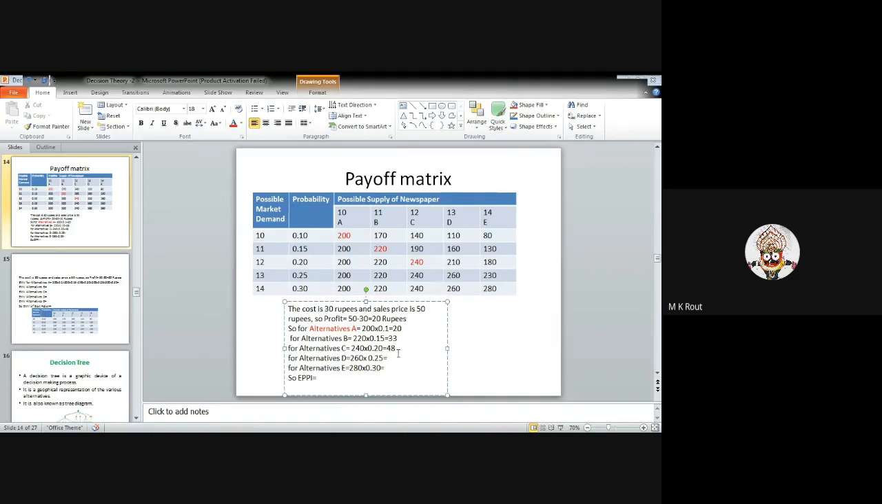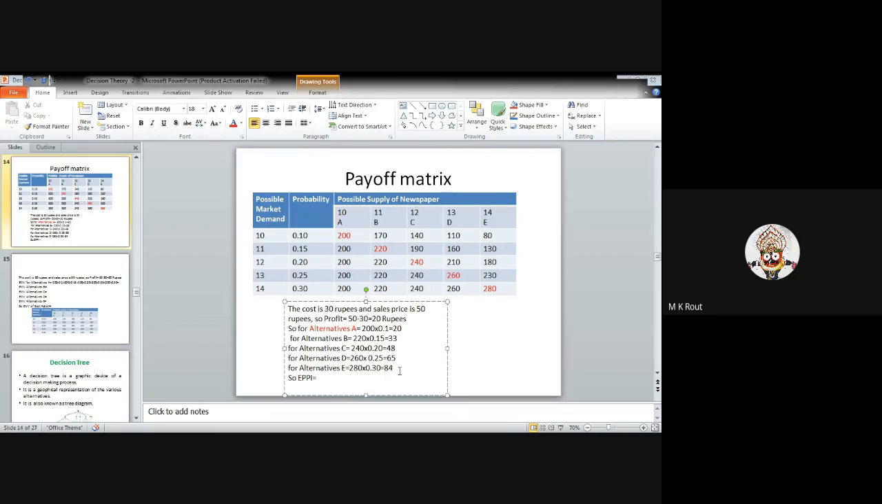Similarly, in the fourth row, which one is the maximum? 260 is the maximum value, and the given probability is 0.25. What is the answer? 65. Moving to the next one, the highest value is 280 and the probability given is 0.30. The answer is 84.